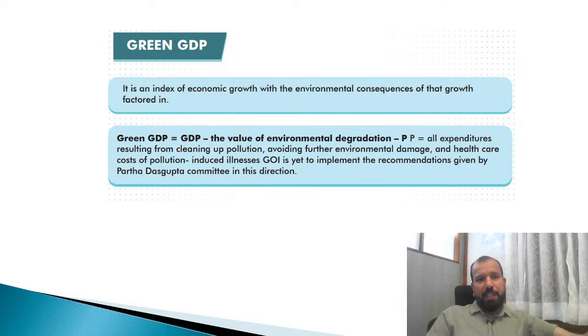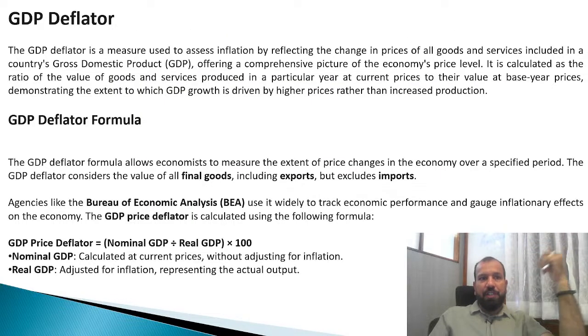Even the green GDP, I am just telling you, it is an index of economic growth with the environmental consequences of that growth. So green GDP is equal to simple GDP minus the value of the environmental degradation that we are getting on a yearly basis. We just need to remove those things, minus those things from the GDP, that is called green GDP.